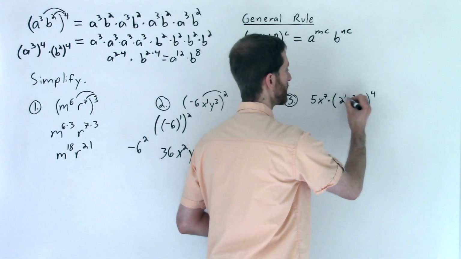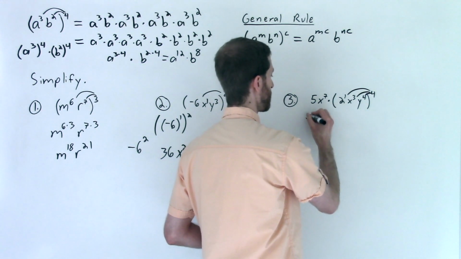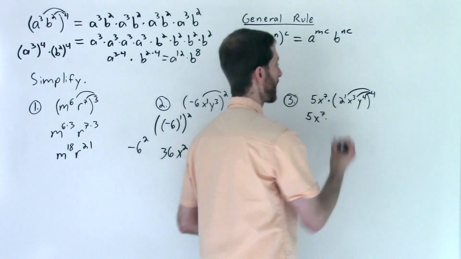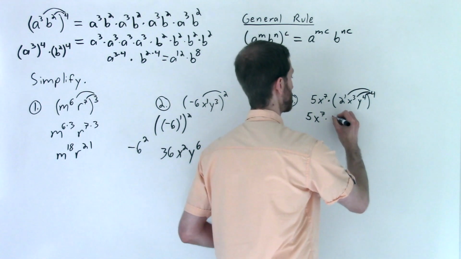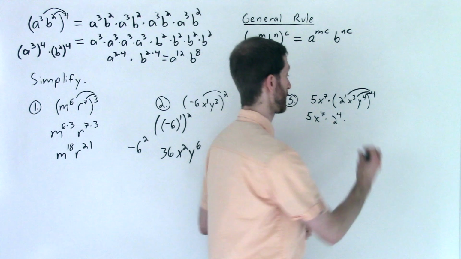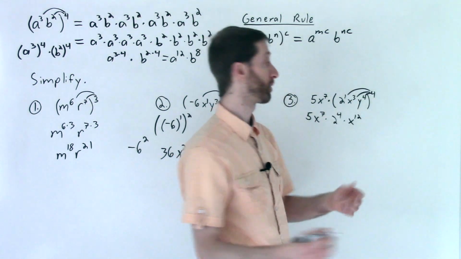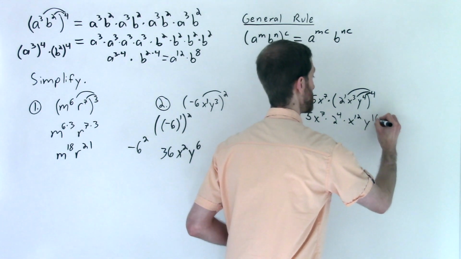We're going to distribute this. That's a 1. It's a power of 1 to each of those powers. So we keep the 5x to the 7th times 2 to the 1 times 4. So that'll be 2 to the 4th times x to the 3 times 4 is x to the 12th times y to the 4 times 4, which is y to the 16th.